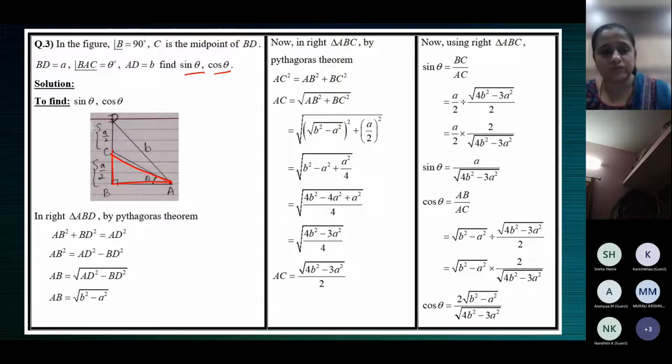Which is the side we know? We know only BC is A by 2. We do not know the length of AB and AC. So we have to first find AB and AC. And how do we find them? Using Pythagoras theorem.